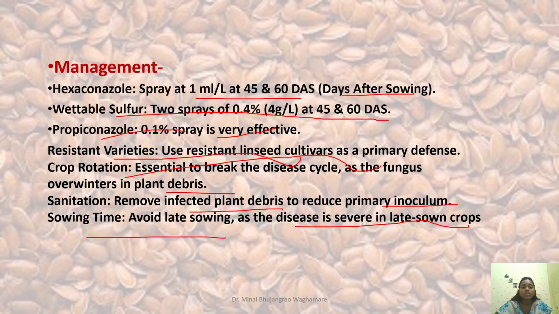And like this, we have covered all the pulses crops, that is gram, pea, lentil and linseed.